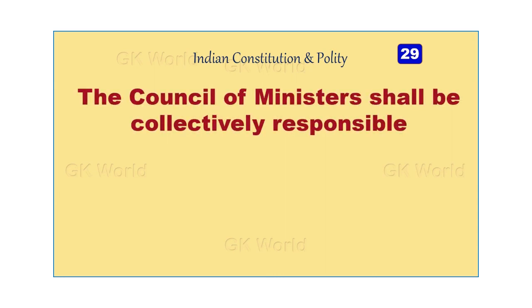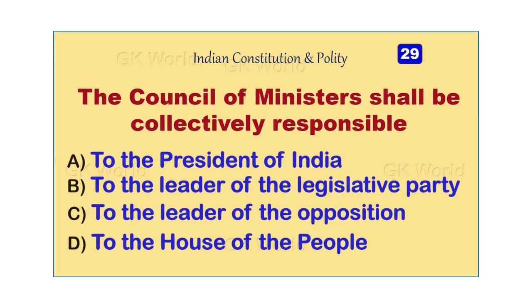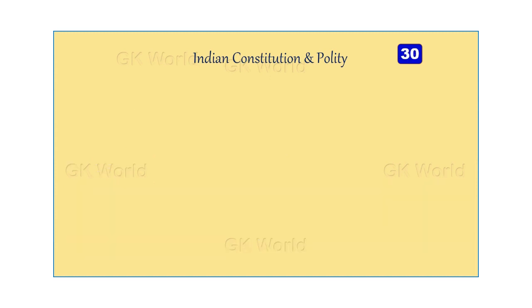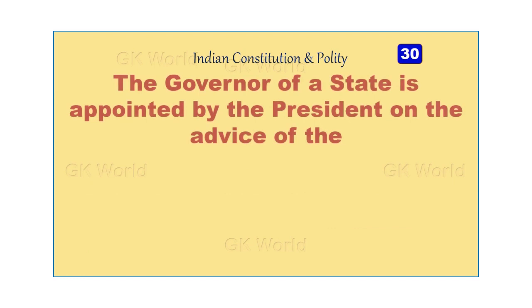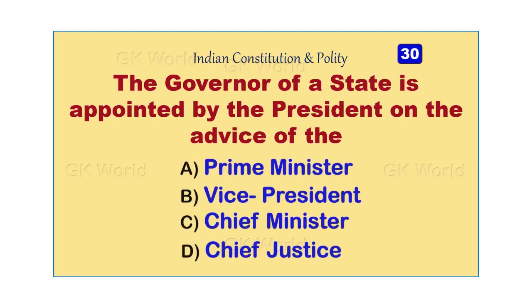The Council of Ministers shall be collectively responsible. Option C. To the Leader of the Opposition. The Governor of a state is appointed by the President on the advice of the Option A. Prime Minister.